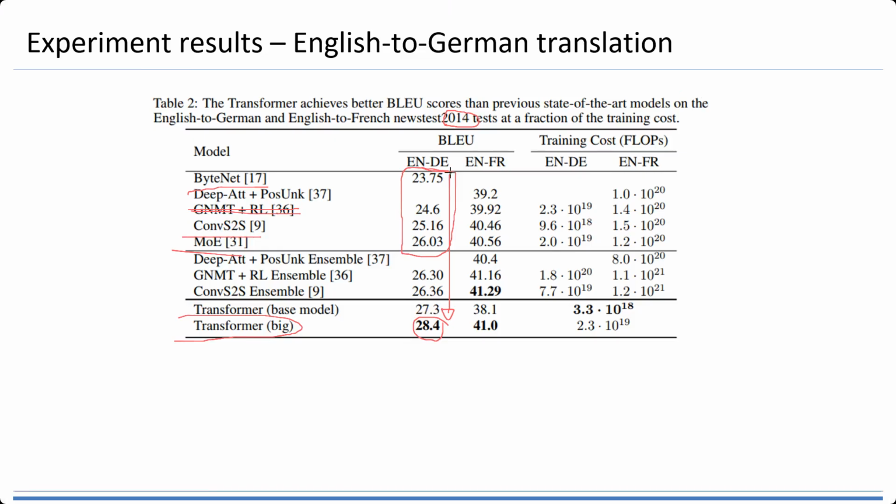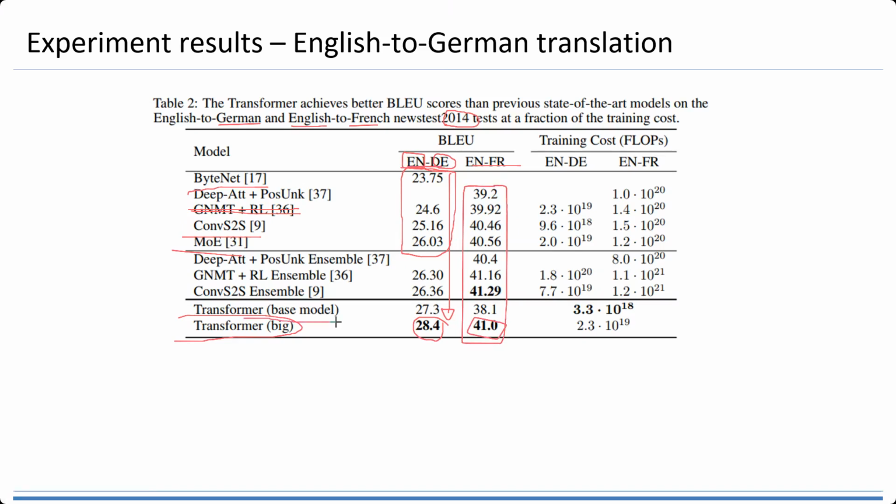This is English to DE. DE is English to German. EN-FR is English to French. So they are going to translate the news, and they are checking whether the transformer can translate the text correctly or not. The BLEU score for English to French is higher than English to German, especially when they use the transformer.